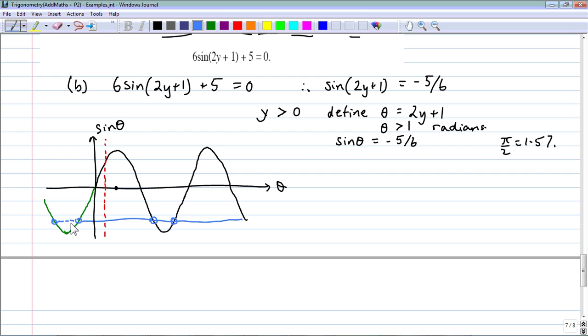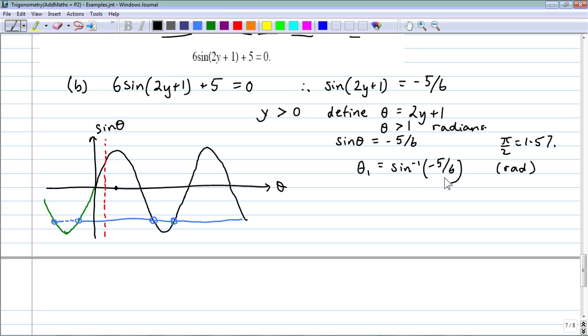So let's first consider what we would be getting if we just use the calculator and write theta 1 is inverse sine of minus 5 over 6. And remember, it must be in radians. You'll get a certain number. What will that number be?